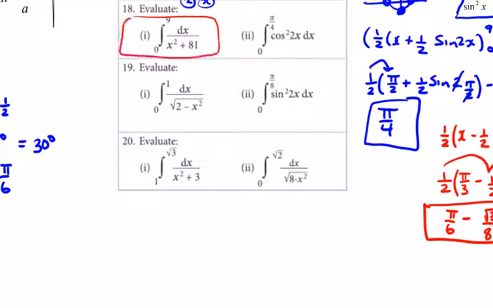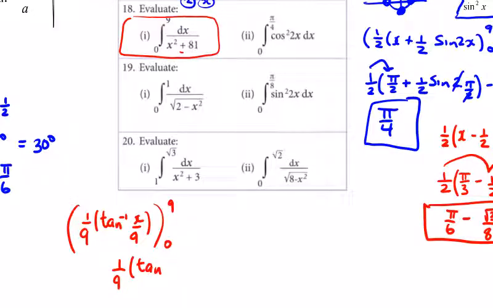18 part 1, we have the plus, so it's going to be tan, so we're going to get 1 over 9 by the inverse tan of x over 9 between 9 and 0. So the 0 will just give me a 0, so we're just going to get 1 over 9 by the inverse tan of 9 over 9, which is 1. And tan of 45 is equal to 1, so this is going to be 1 over 9. And 45 is pi over 4, we're going to get pi over 36 for 18 part 1.